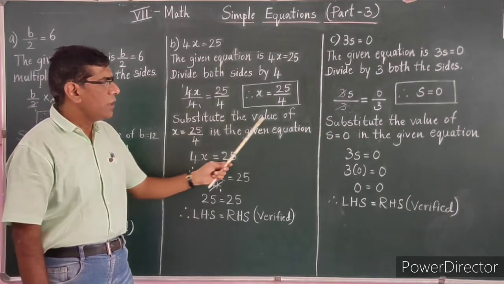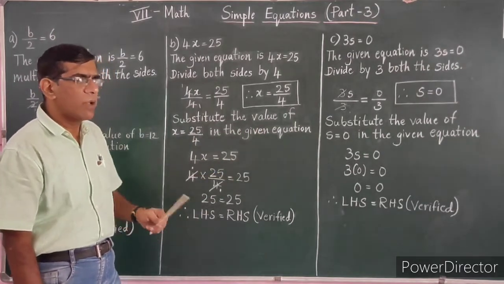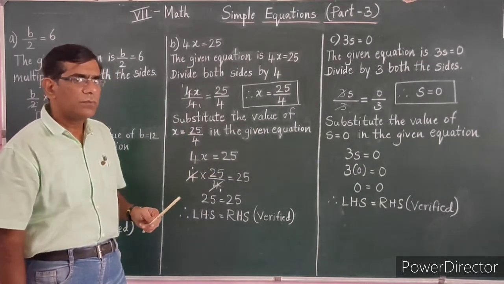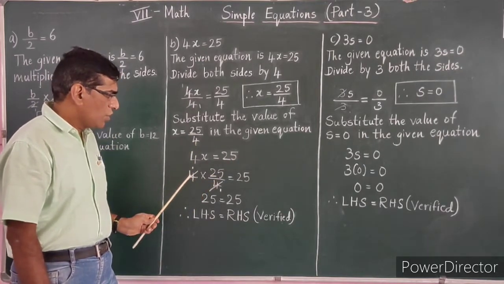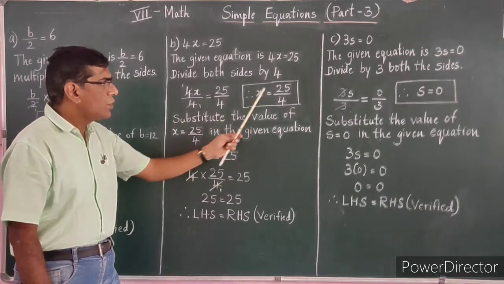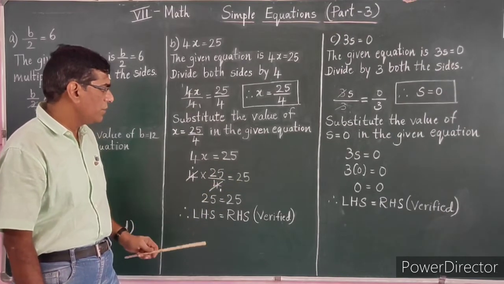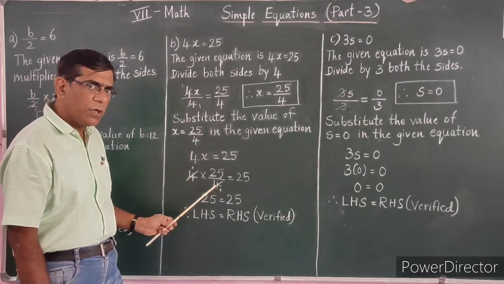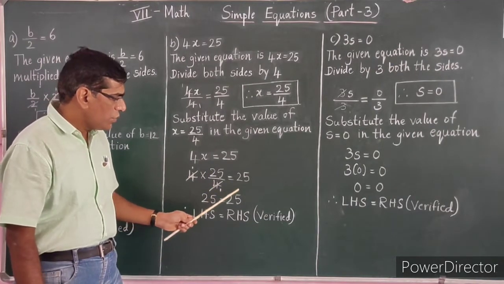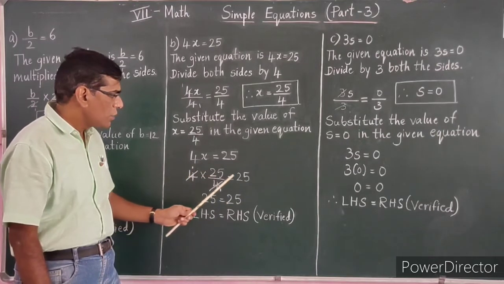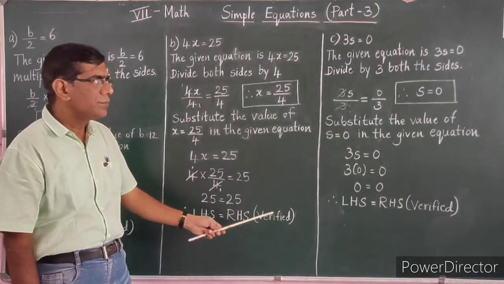Now, substitute the value of x equal to 25 by 4 in the given equation. The given equation is 4x is equal to 25. 4 into the value of x, 25 by 4, is equal to 25. This 4 and this 4 get cancelled. 25 is equal to 25. Therefore, LHS is equal to RHS verified.